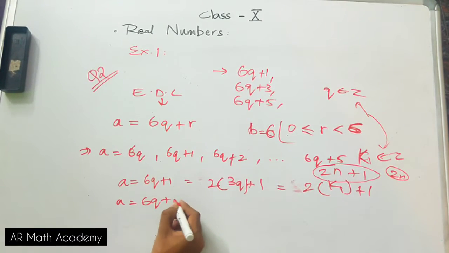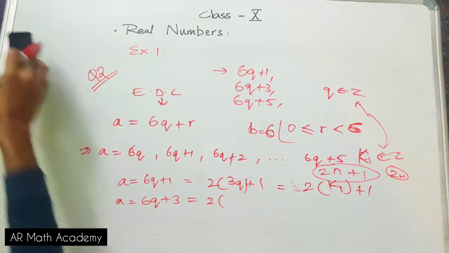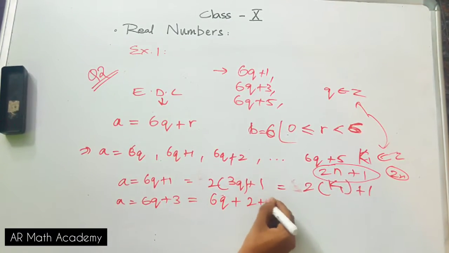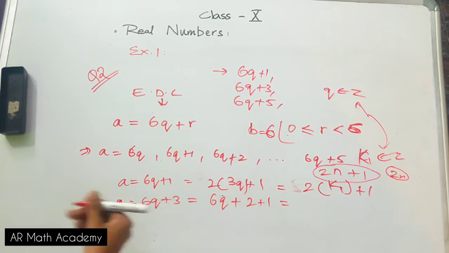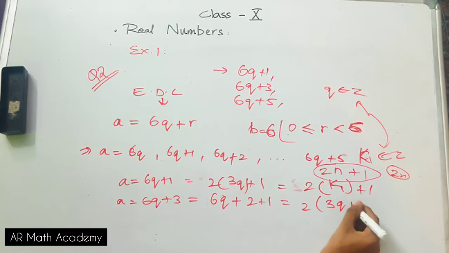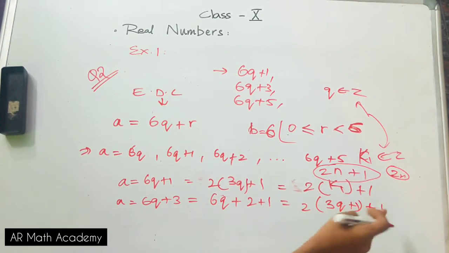6q plus 3 can be written as 6q plus 2 plus 1, right? Now, 6q plus 2 plus 1, take 2 common: 2 times 3q plus 1, plus 1. This is our final form: 2 times 3q plus 1, plus 1.